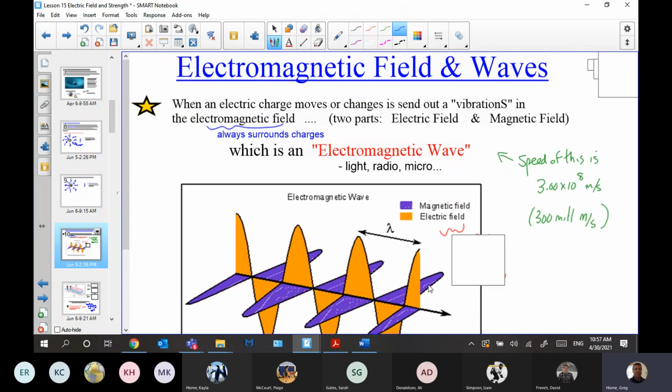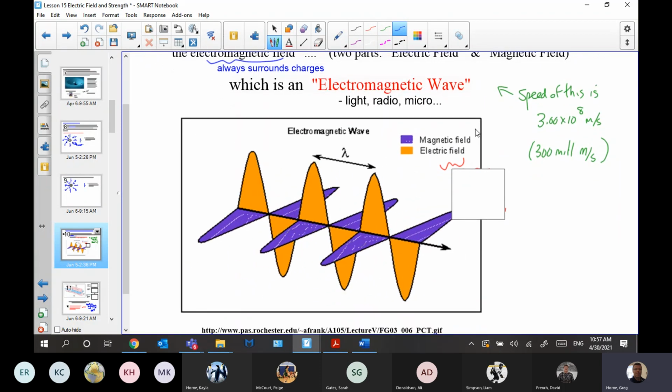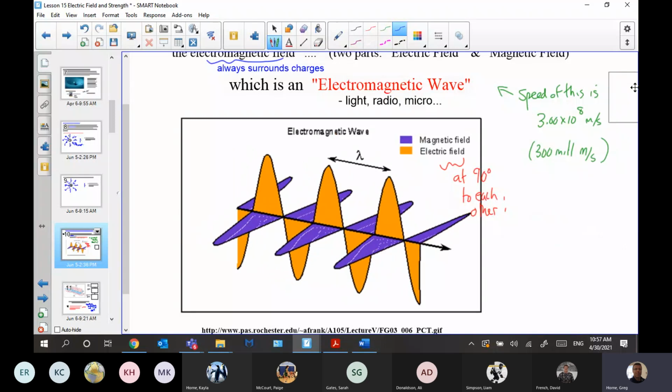Remember I said there's two parts: an electric field part and a magnetic field part. They are at 90 degrees to each other, okay? They are at 90 degrees to each other.